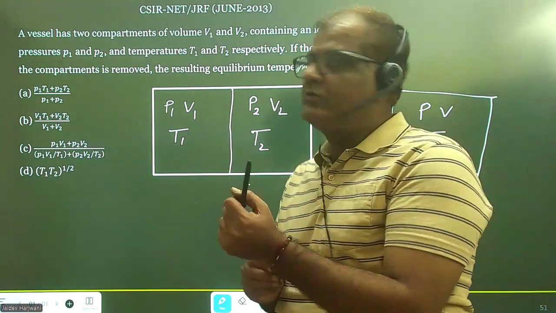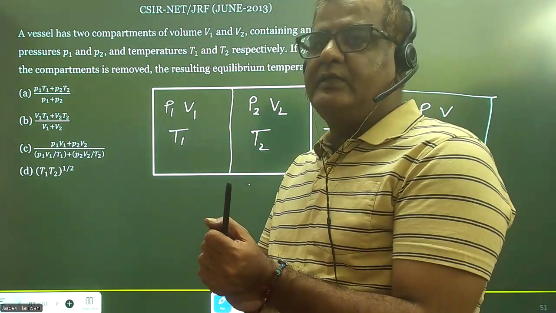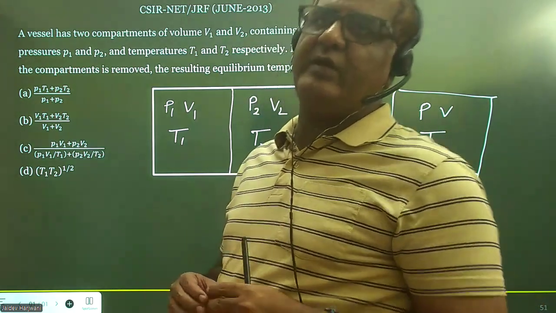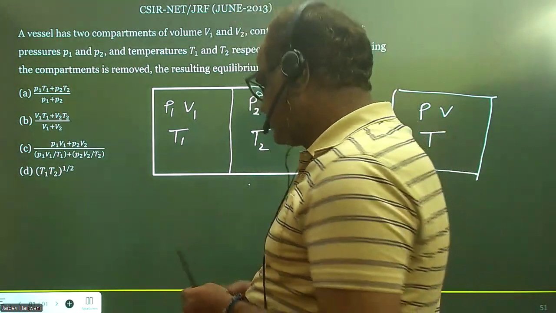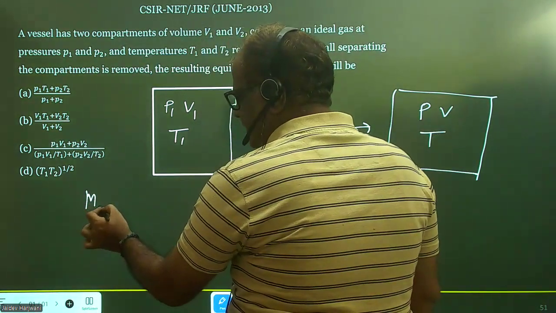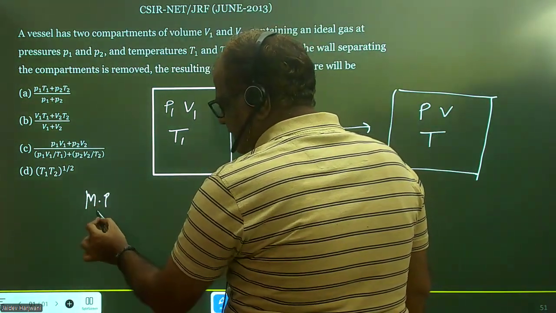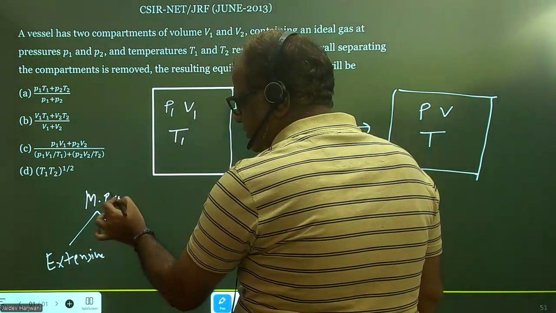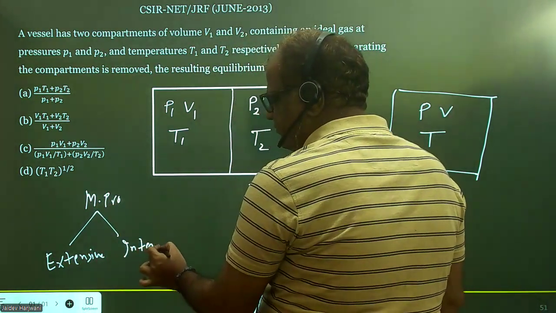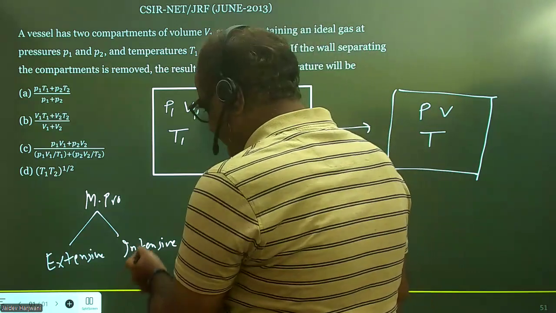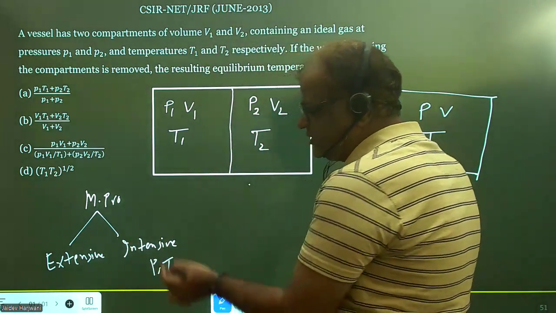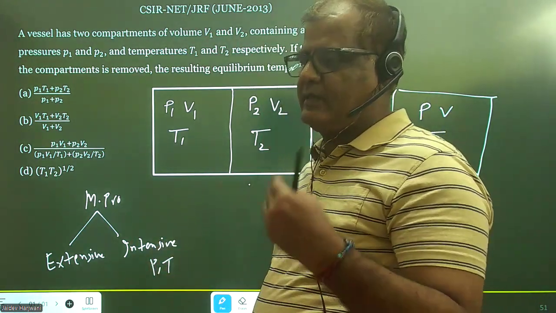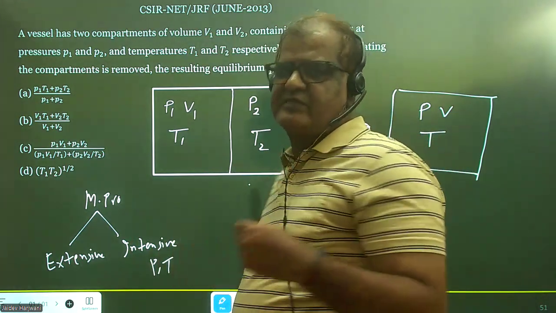Now, in order to solve this problem, we have to understand that macroscopic properties can be classified as extensive quantities or intensive quantities. Intensive means properties like temperature and pressure. They are intensive quantities. They do not amplify, or they do not increase with the size of the system.